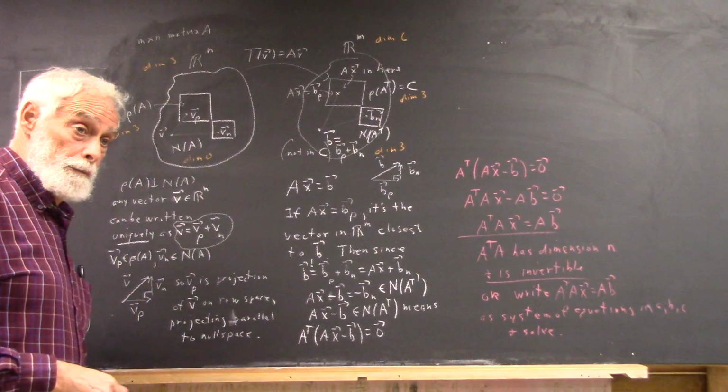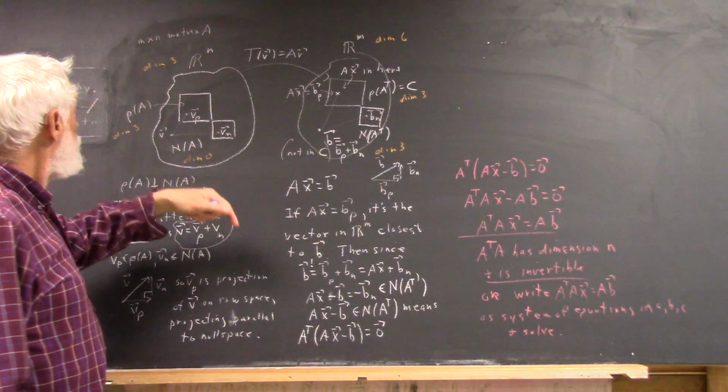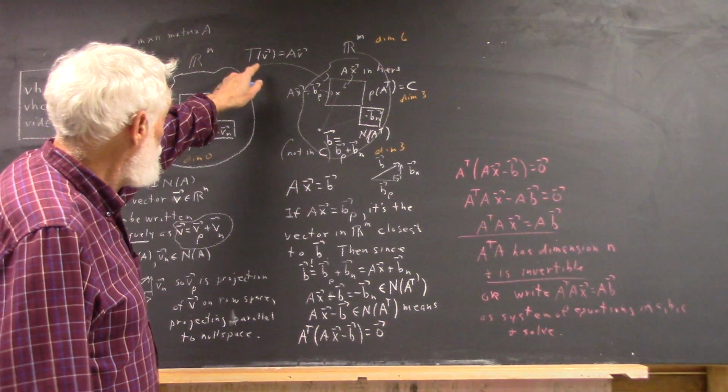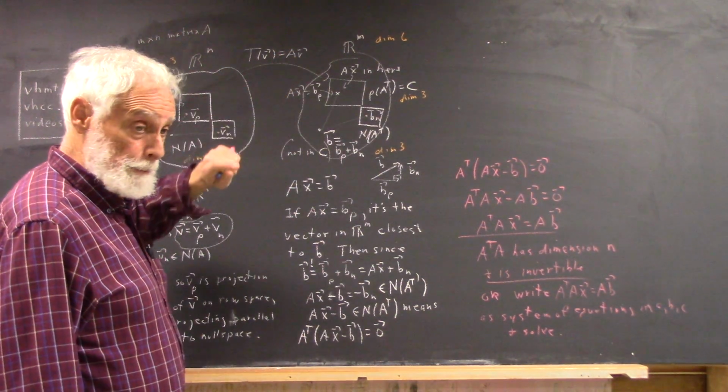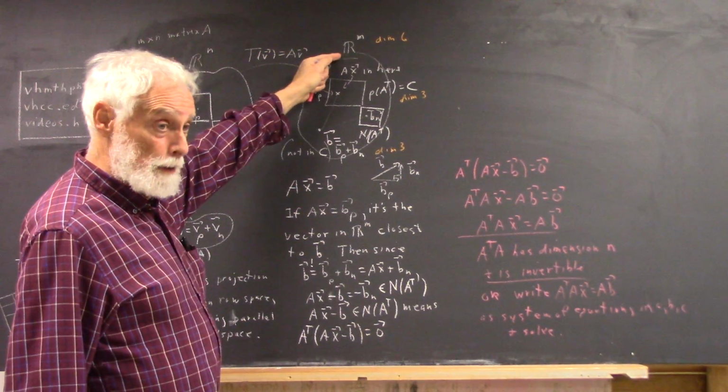Okay, in general, ignore the stuff in orange for the moment. If you have an m by n matrix A, you can define the transformation T of v equals Av. And that will go from R^n to R^m.